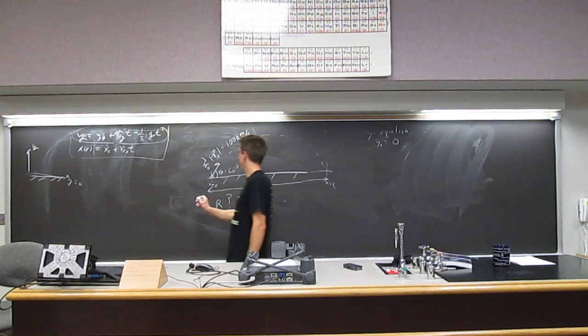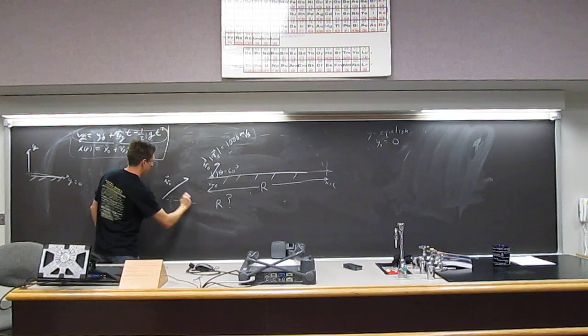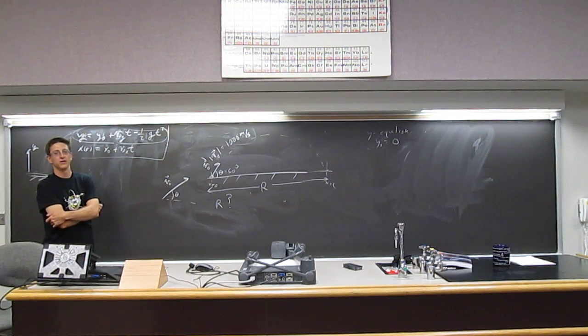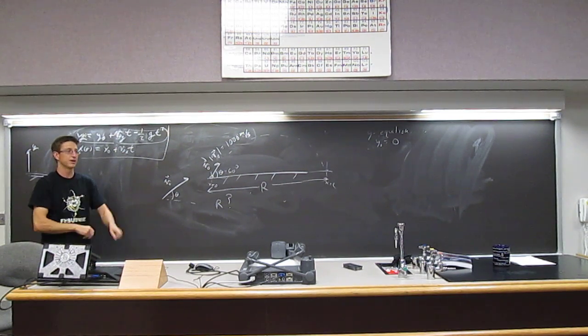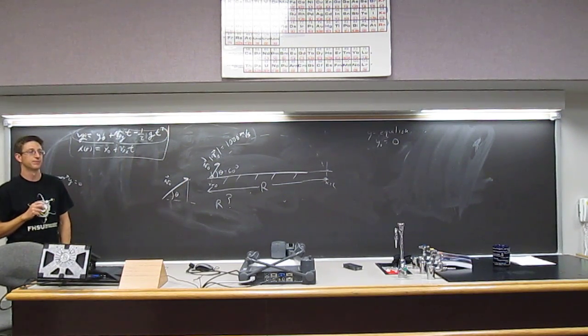So if I draw this initial velocity vector, it looks something like this, at an angle of theta. How much of that's in the y direction? V naught sine theta. That's right. You're interested in this part of the v naught vector.